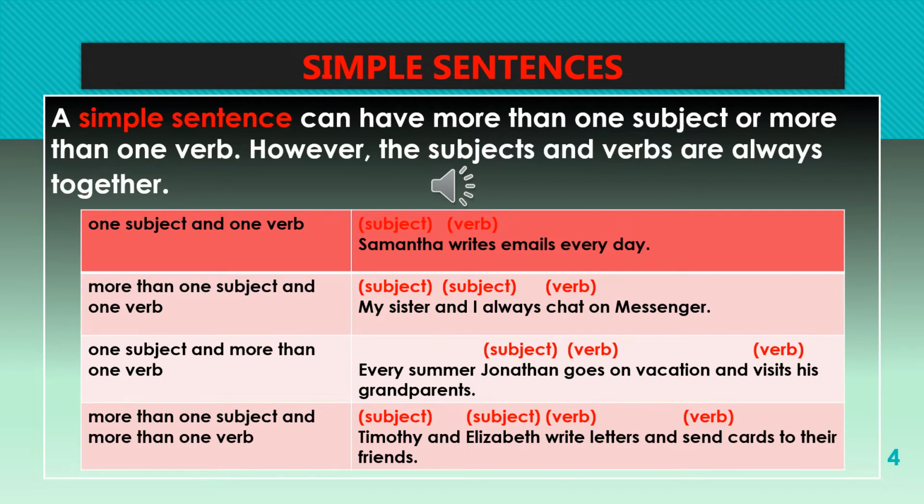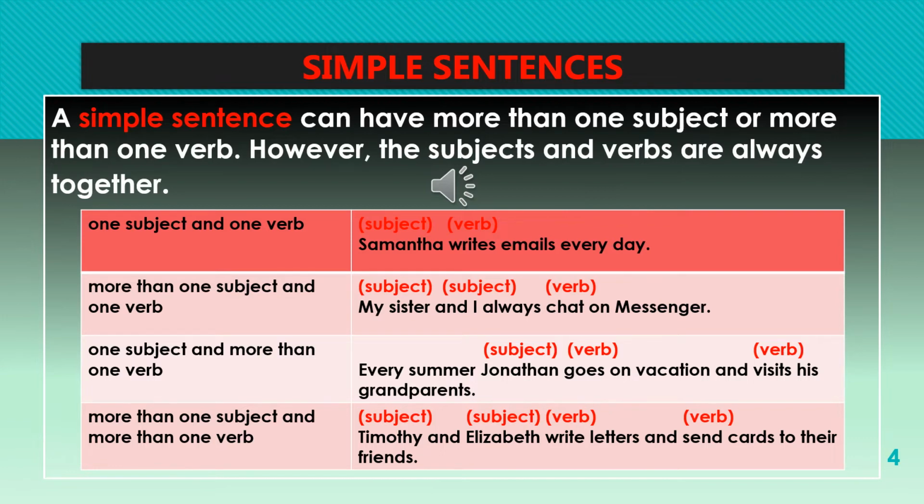Who's going on vacation? Jonathan. Jonathan is the subject. Jonathan is the person that we are talking about in this sentence. And the verb is goes. And the second verb is visits. When he goes on vacation, he's going to visit his grandparents. So the subject is Jonathan, one of the verbs is goes, and the second verb is visits.